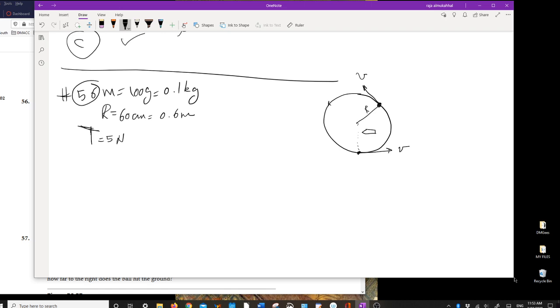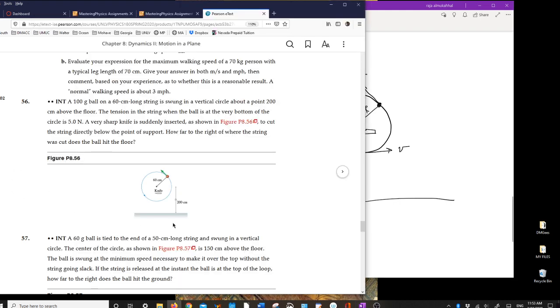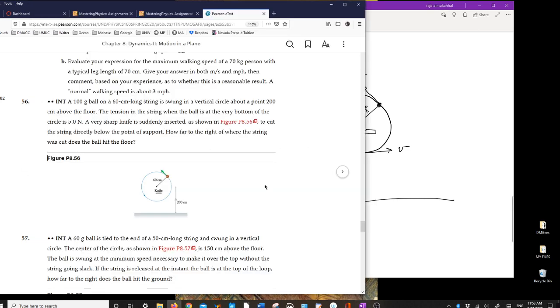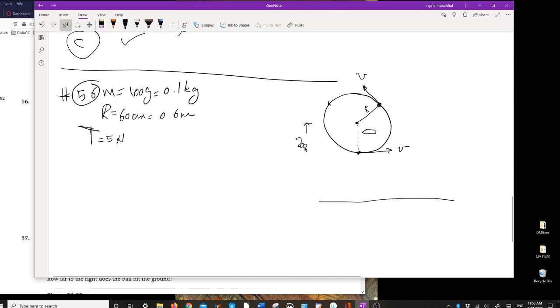So what will happen? Here's the floor, okay? And he says from the center here to the floor is 200 centimeter, right? So here we have 200 centimeters right there, that makes it 2 meters. Anyway, so you have centimeter all the way down there. So then the knife cuts it.